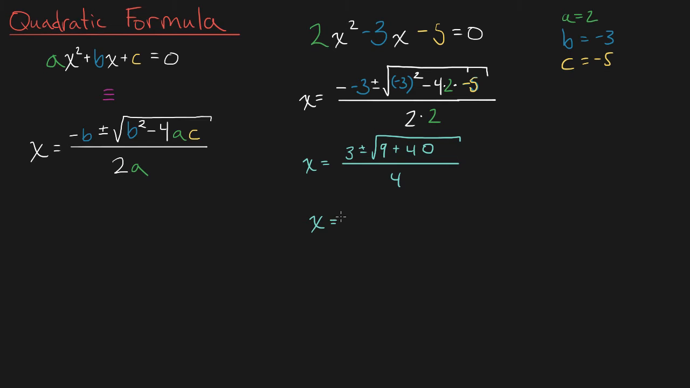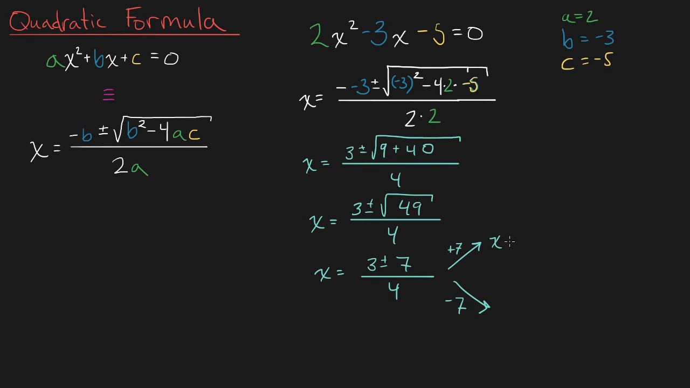Then I'll continue this. x is equal to 3 plus or minus the square root of 49 over 4. And then the square root of 49 is 7, so this is 3 plus or minus 7 over 4. And so now we have two different versions of this equation, one where 7 is positive and one where 7 is negative. And so I'll branch out here. This will be the positive 7 version, and this will be the negative 7 version.